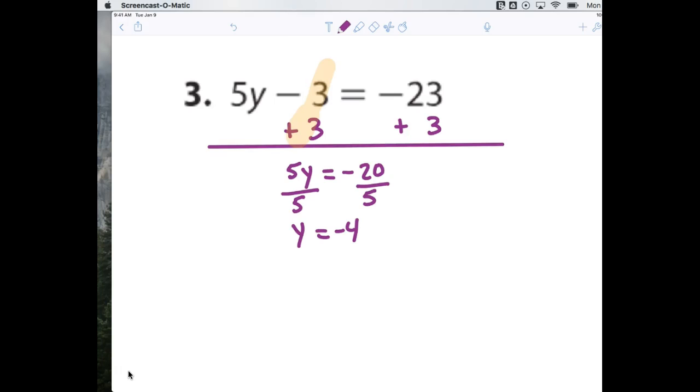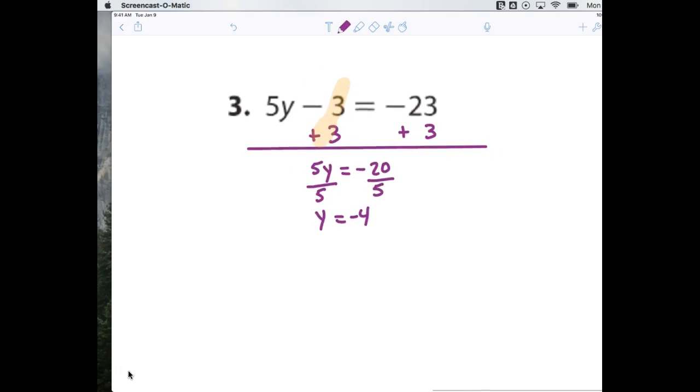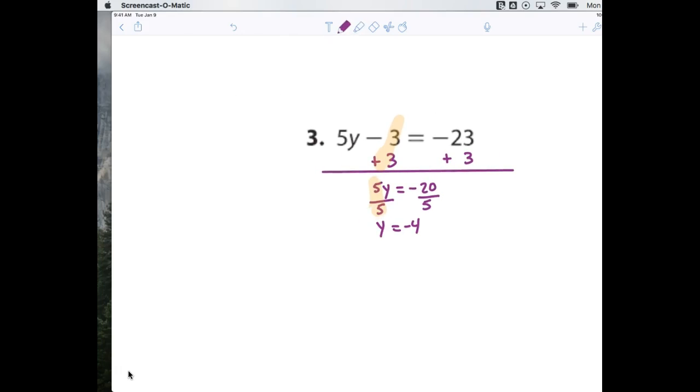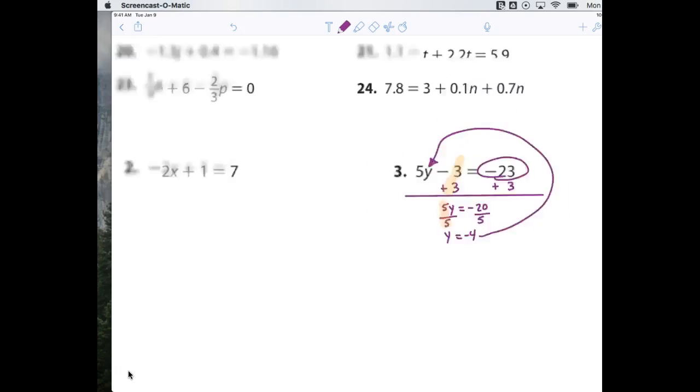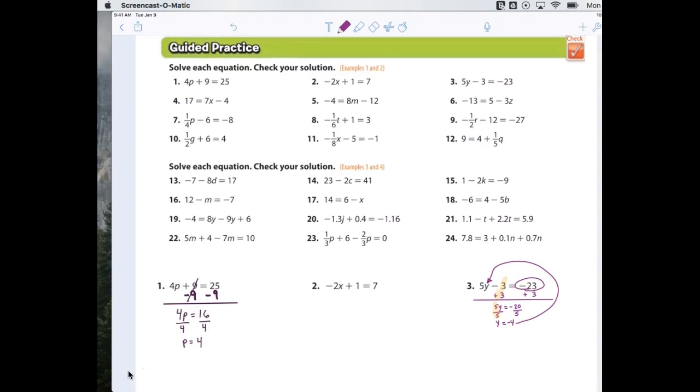Wait. Why don't you do negative 4 and 1? Or is that the same thing? I have no idea what you're asking. The 5 divided by 5 crosses out. We're trying to figure out what y is. So y is negative 4. So that means if I plug negative 4 in for y, my answer is going to be what? Negative 23. That's what that means. All right? So now let's try 5.